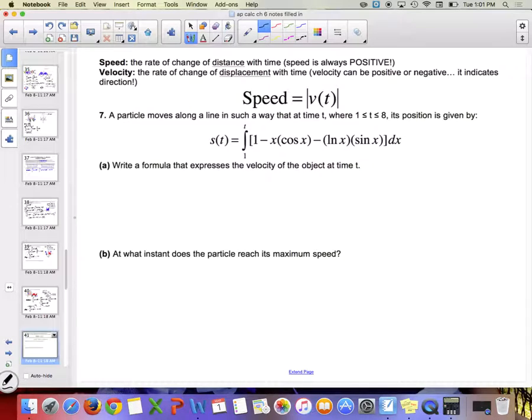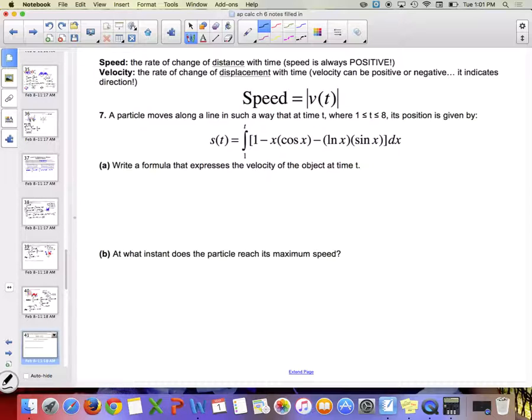You understand that? Okay. So same thing with speed and velocity. So speed is always positive. Velocity can be positive or negative. Okay, so velocity indicates a direction. So if I'm going negative 40 miles per hour, then I'm going backwards 40 miles per hour. Does that make sense? Okay, so speed is just the absolute value of velocity. And they will try to trick you a lot on the AP test by talking about speed.